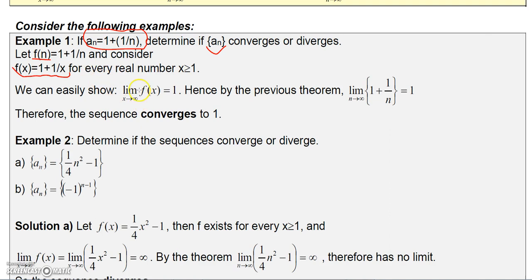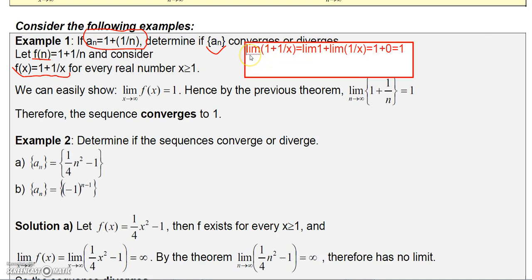Okay, now you can easily show that the limit of this function is 1. And I'll go ahead and write that out for you here in just a second. I didn't write the "x goes to infinity" here, but just assume that's underneath the limit notation. So the limit of 1 plus 1 over x can be written as the limit of 1 plus the limit of 1 over x.